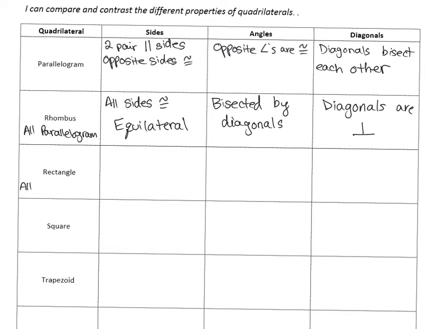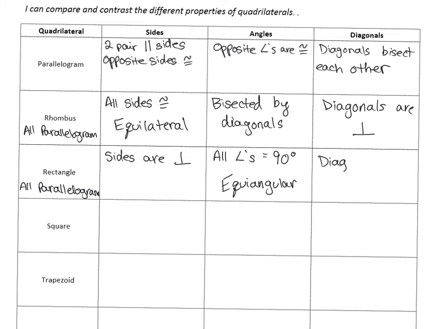Rectangles also have all the properties of parallelograms. And then they have some extra things. Their sides are perpendicular, which means that all angles equal 90 degrees. So we say that this is equiangular. And in a rectangle, my diagonals are congruent. Ooh, my symbols are not working here. My diagonals are congruent.